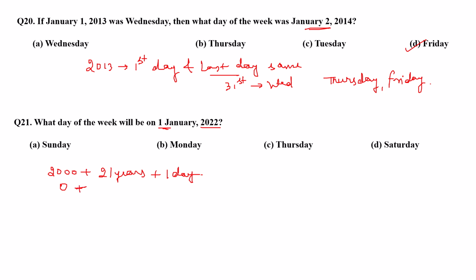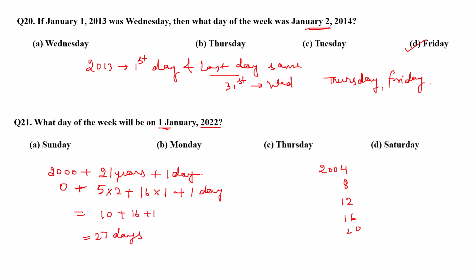Now, in 21 years, from 2001 to 2021, find out how many leap years there will be. 2004 will be a leap year, 2008, 2012, 2016, 2020. So there are 5 leap years and each leap year will have 2 odd days. So 5 into 2, 10 odd days. If in 21 you take out 5 leap years, we are left with the remaining 16. So 16 normal years will have 1 odd day each. So 16 into 1, plus 1 day which is extra for 1st January. So 5 into 2, 10, plus 16, plus 1, which is 27 days.